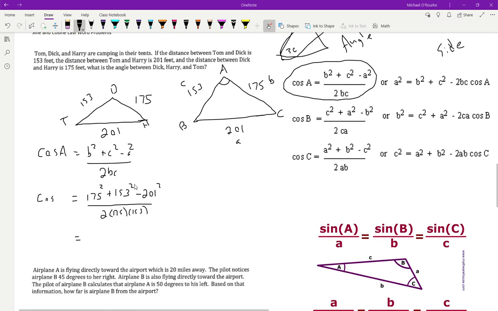now calculate the top number and the bottom number separately. That is 175 squared plus 153 squared minus 201 squared, so 13,633 for the top, and 2 times 175 times 153 for the bottom.